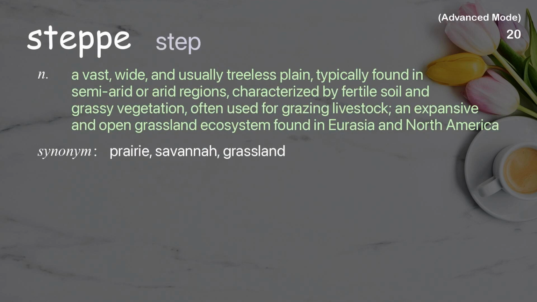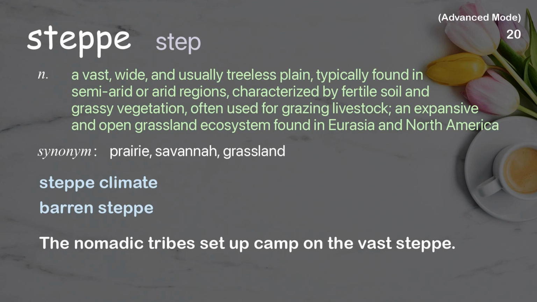Steppe. A vast, wide, and usually treeless plain, typically found in semi-arid or arid regions, characterized by fertile soil and grassy vegetation, often used for grazing livestock. An expansive and open grassland ecosystem found in Eurasia and North America. Examples: Steppe climate, barren steppe. The nomadic tribes set up camp on the vast steppe.